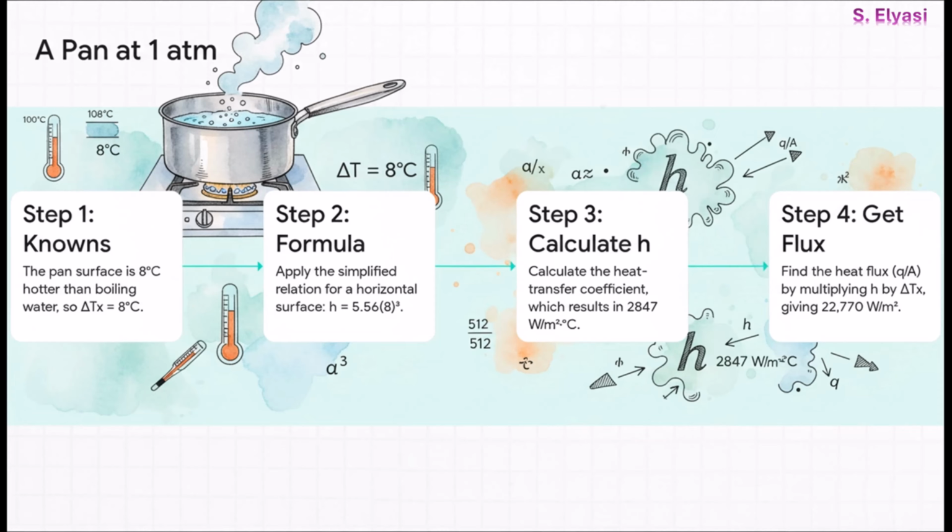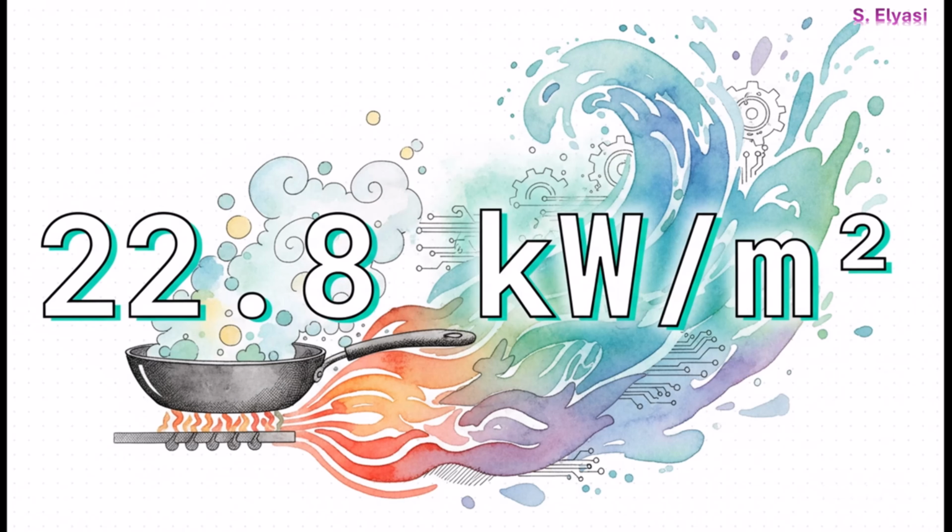Now, to get the actual energy flow, which we call heat flux, we just multiply that powerful H value by our original 8 degrees. And what do we get? Almost 23,000 watts for every square meter. That's 22.8 kilowatts. To give you some perspective, that's like taking more than 20 standard kitchen microwaves and pointing them all at a single 1 meter by 1 meter spot on the bottom of that pan. It is a massive amount of energy, and it's all being driven by that tiny 8-degree temperature difference.